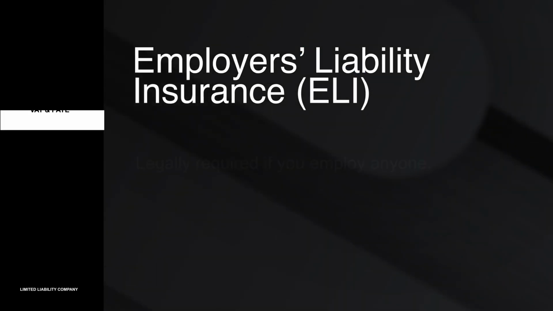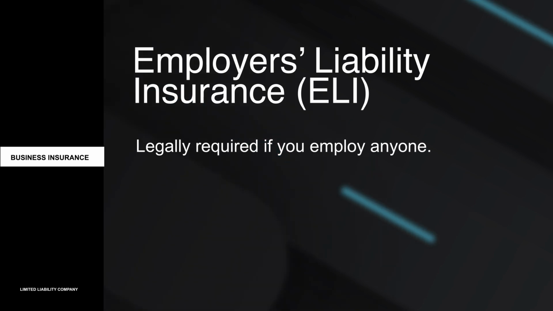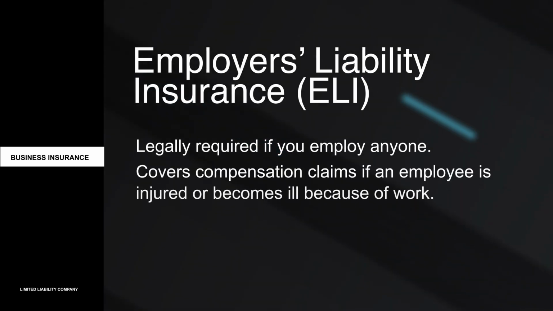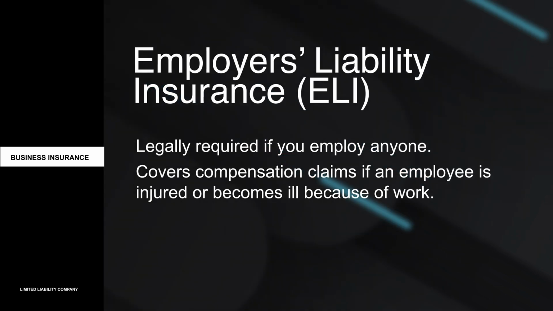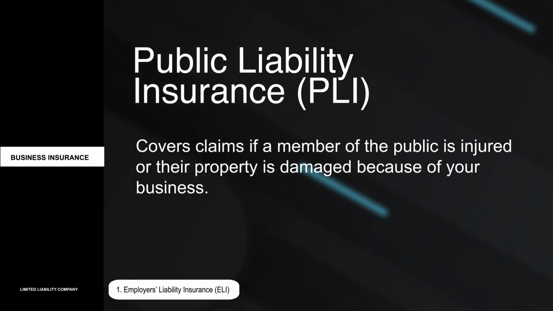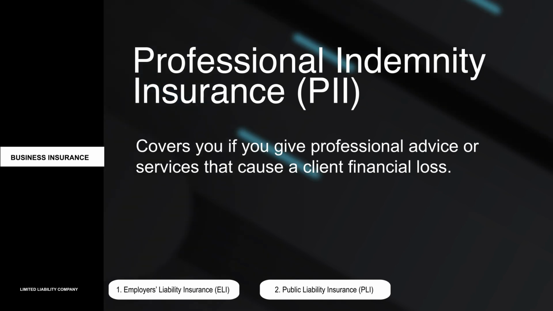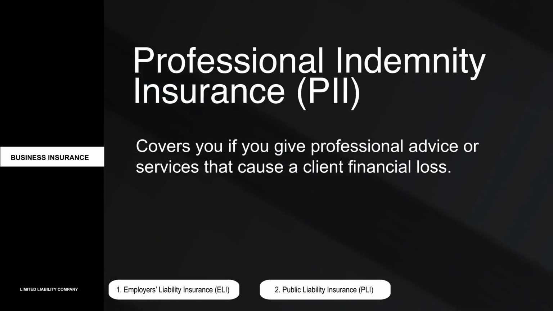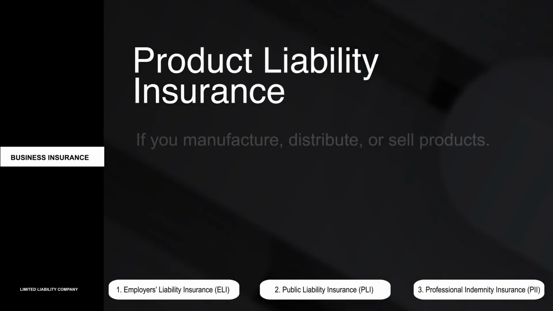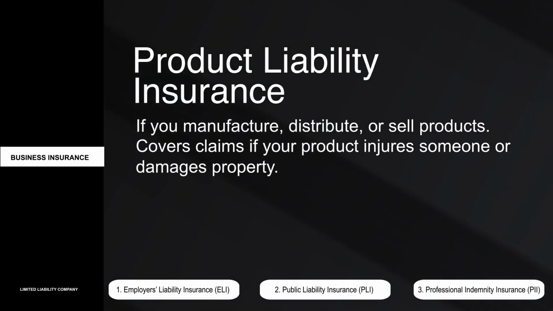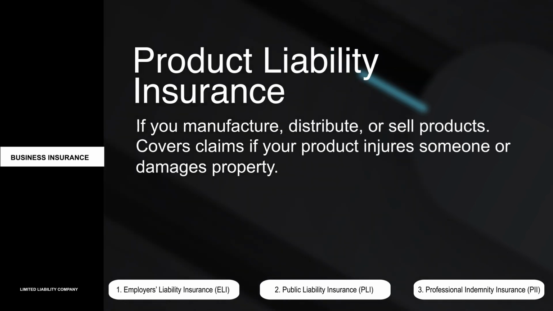One is employer's liability insurance. It is legally required if you employ anyone. It covers compensation claims if an employee is injured or becomes ill because of work. The next one is public liability insurance. This covers claims if a member of the public is injured or property is damaged because of your business. The third one is professional indemnity insurance. This covers you if you give professional advice or services that cause a client's financial loss. The next one is product liability insurance. If you manufacture, distribute, or sell products, you have to cover claims if your product injures someone or damages property.